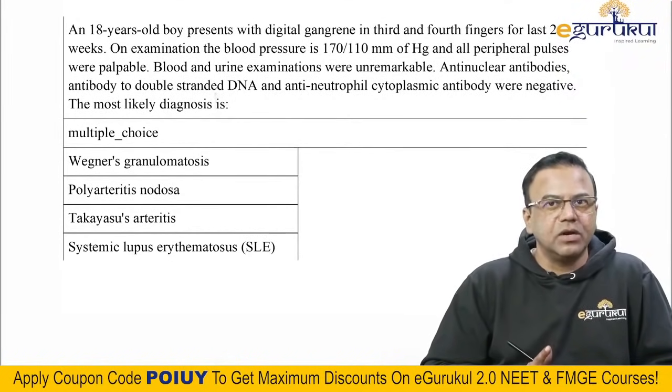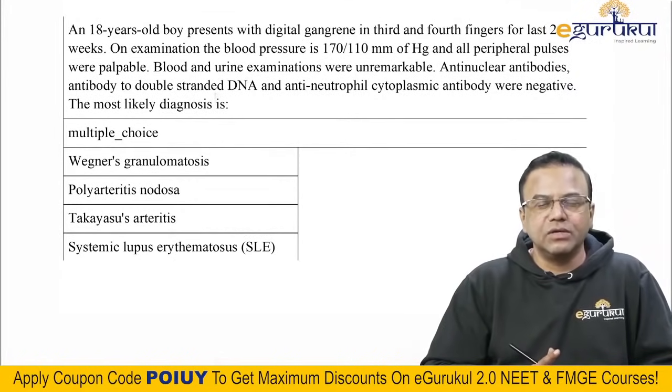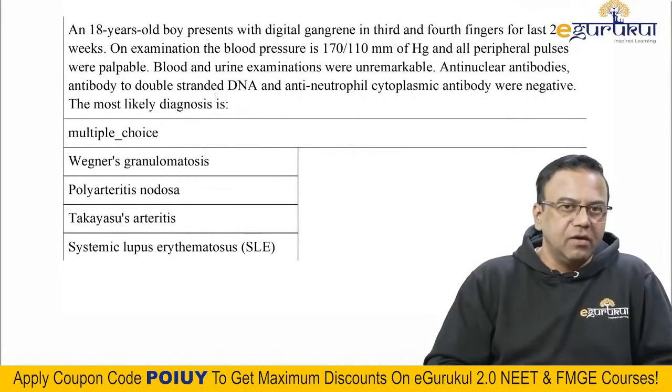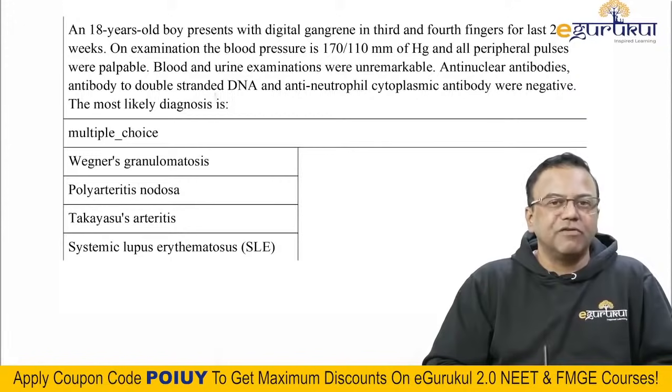Blood and urine examination are unremarkable. Antinuclear antibodies, anti-double-stranded DNA and ANCA antibodies are negative. What's the most likely diagnosis? Anyway, all the choices are vasculitis, so you don't have to break your head. One connective tissue disease is there, SLE. So this is a male. This is not a female.